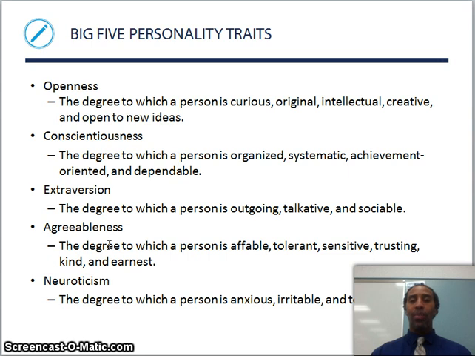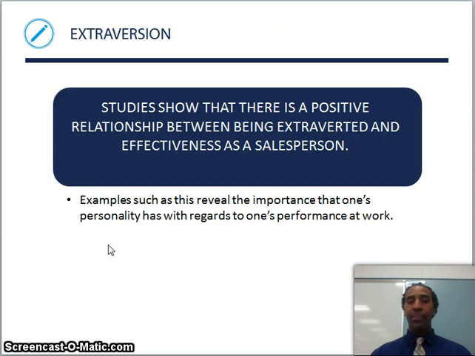Extroversion, the degree to which a person is outgoing, talkative, and sociable, right? Do you speak with others, or do you just go to your corner and work and go eat your lunch and come back to your corner and not say anything to anybody? Agreeableness, the degree to which a person is affable, tolerant, sensitive, trusting, kind, and earnest. And neuroticism, the degree to which a person is anxious, irritable, and temperamental. Obviously, you don't want to be either of those three.